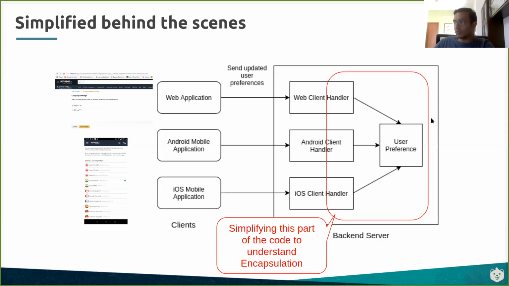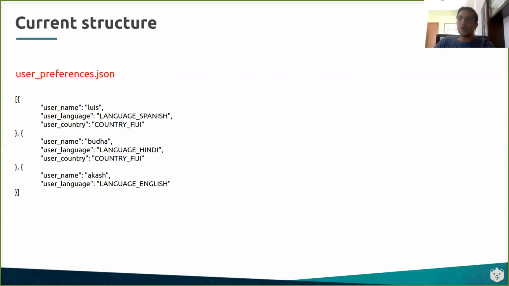Right? So that is the focus here. So let's see what the problem is, or where encapsulation fits into this particular problem statement. In terms of storing the user preference itself, we've simplified it again for demonstration purposes to store them in a file. In this case, a JSON file, right?